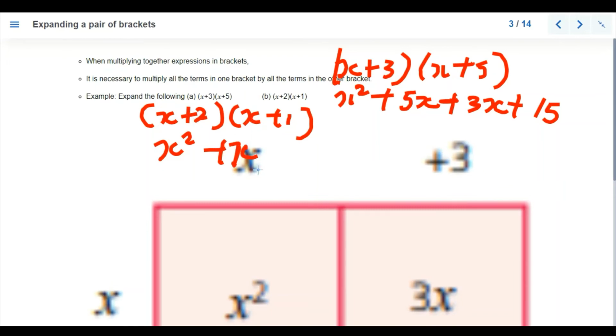Plus 2 multiplied by x will give us what? Plus 2x. And plus 2 multiplied by plus 1, that is 2 times 1, which is 2. So this is the answer for the other example that we have there. So we have solved the two questions properly.